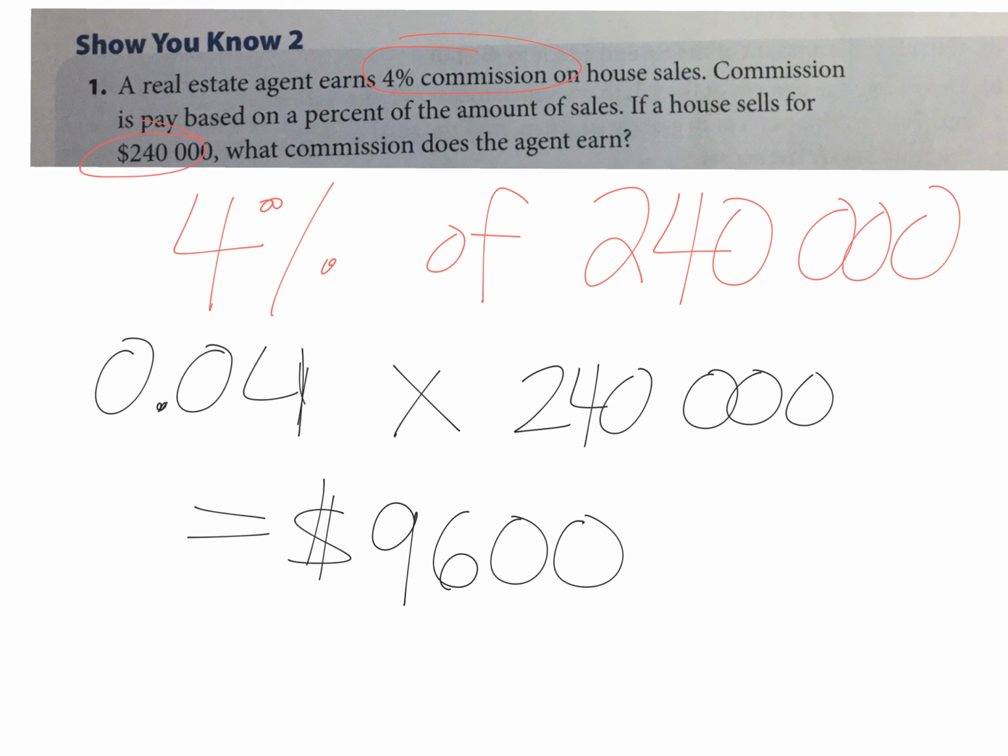Now, think about this for a second. What if someone said to me, you know what, I'm not going to give you 4% of the sale, I'm going to give you 10%. I'm making even more money. Okay, so if I'm only making 4%, as a real estate agent, I get to take home $9,600 in my pocket.